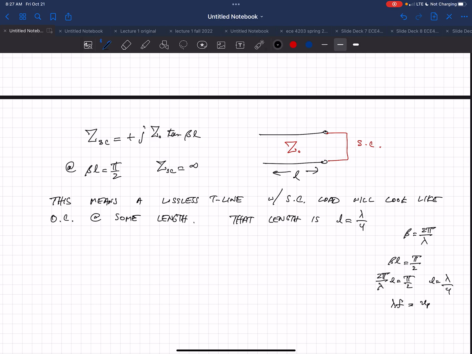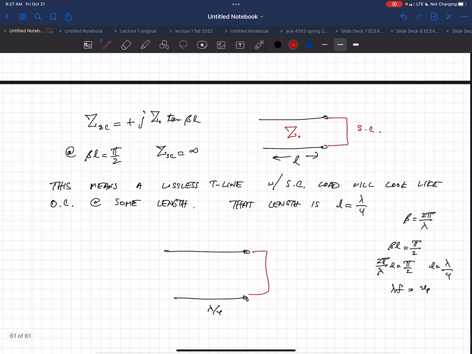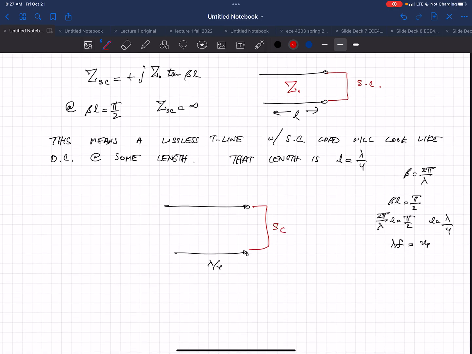So at lambda over 4 away from a short circuit, I'm going to look like an open circuit. And it turns out that the same thing happens if I go another lambda over 4: I'm going to look like a short circuit again. So it's this repetitive pattern as you look along the transmission line.